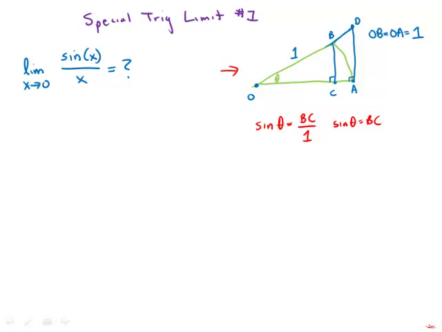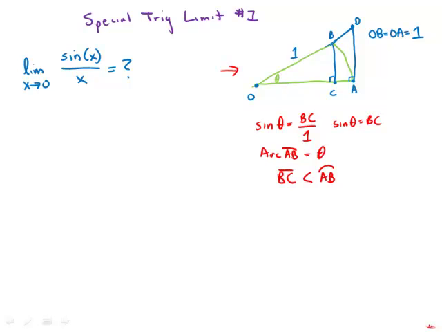We know that the arc AB, since it's an angle of theta, and that angle theta is in radians, is going to have an arc length of theta because the radius is 1. And it's pretty easy to see that line segment BC is less than arc AB.